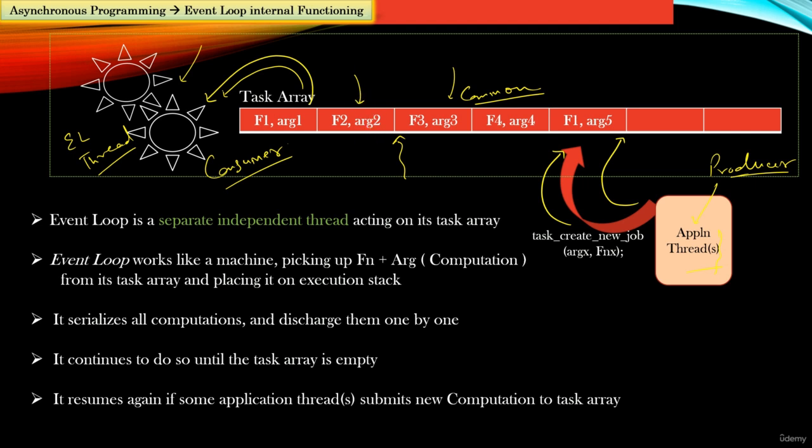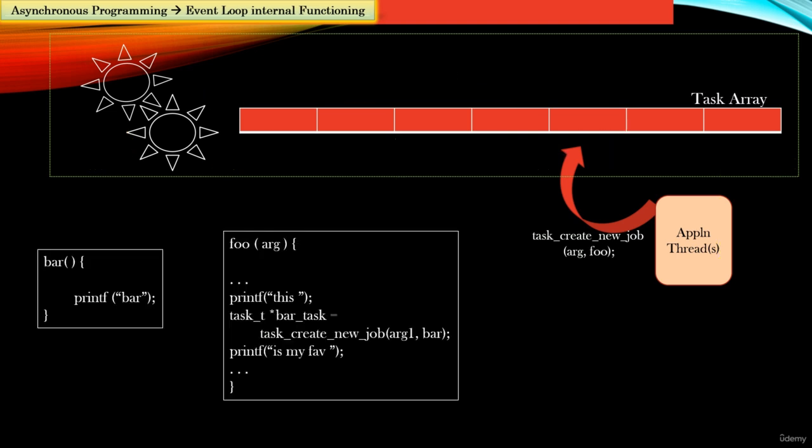Now let us discuss the sequence of events that takes place from the point of submitting a new computation to the event loop up to the point when the event loop completely exhausts its task array. Let us say that you have an application thread running happily, and at some point of time, your application thread submits a new computation to the event loop. As a result, in step number 2, the computation is queued up into the task array. Note that when the event loop task array was empty, the event loop thread was in the suspension state.